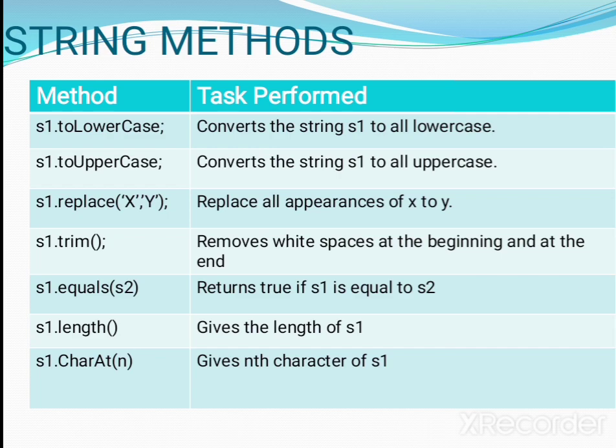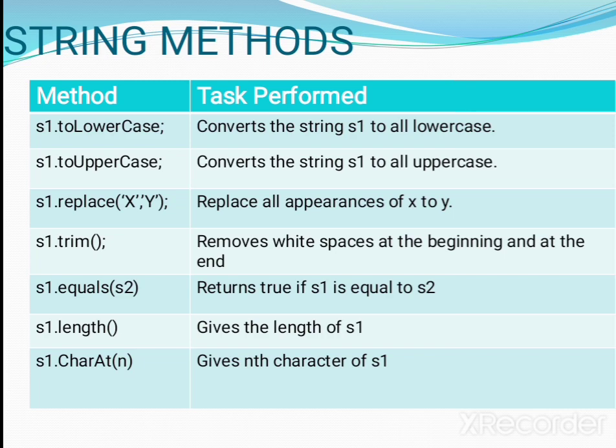String methods. Method and task performed. S1 and S2 are strings. S1.toLowerCase() converts the string S1 to all lowercase. S1.toUpperCase() converts the string S1 to all uppercase. S1.replace(x, y) replaces all appearances of x with y. S1.trim() removes the white spaces at the beginning and at the end.